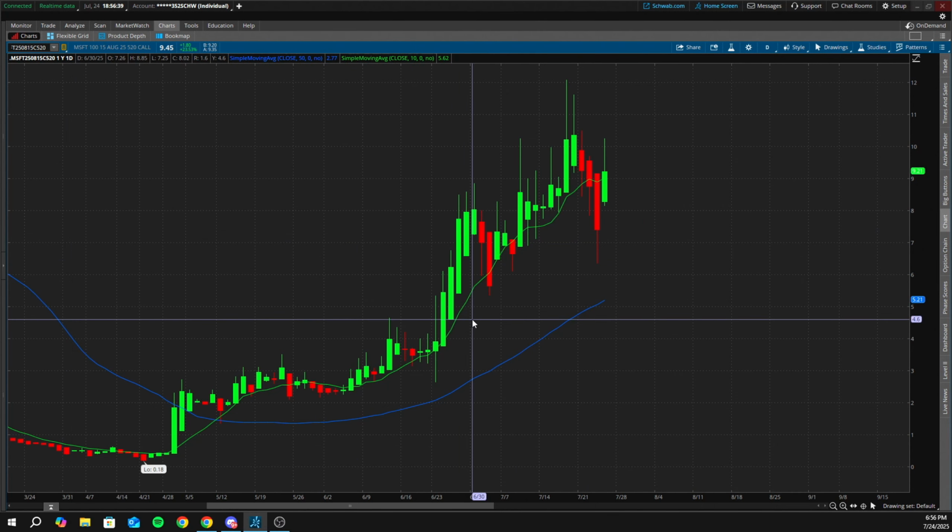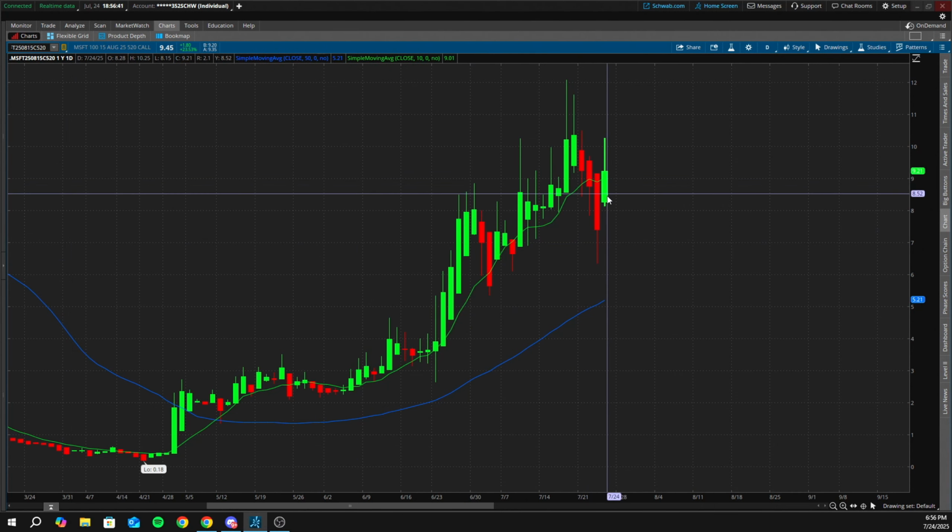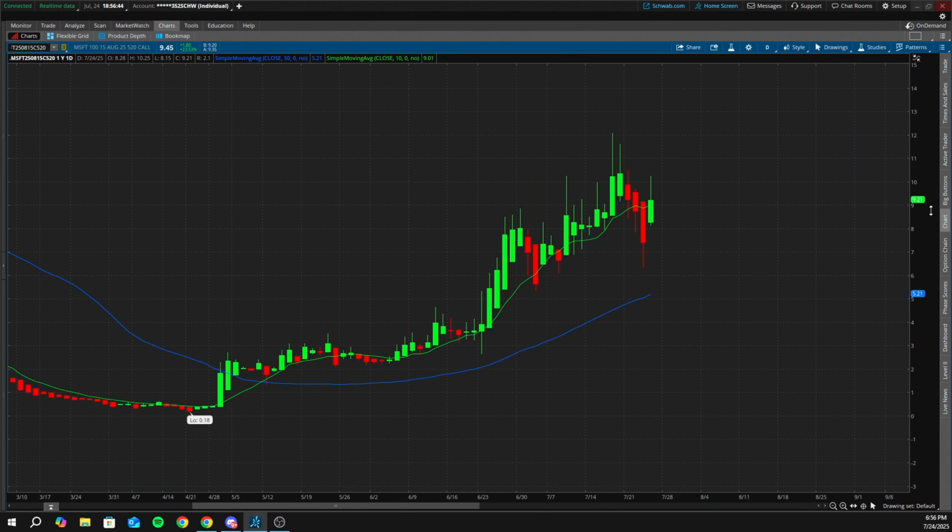So these are really good setups. We got back above the 10 SMA here on Microsoft. We're going to have to see how we open and see if that 50 SMA can curl.